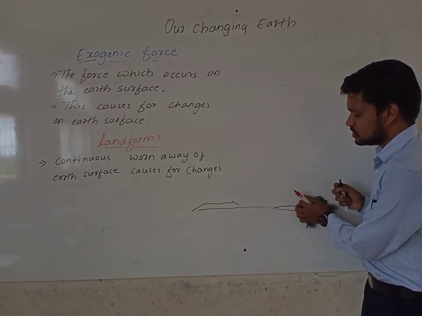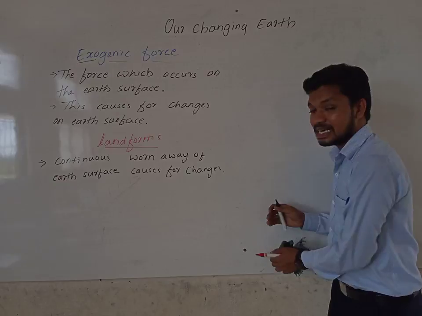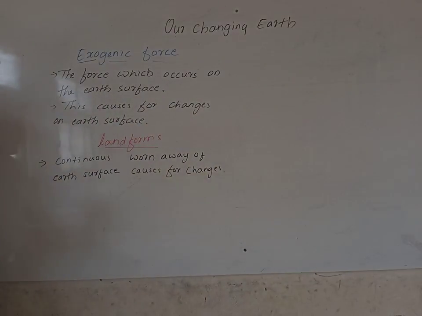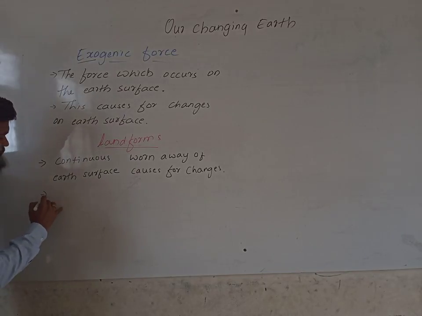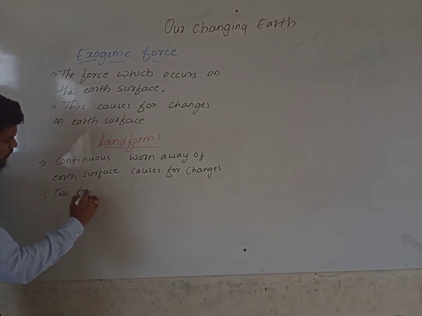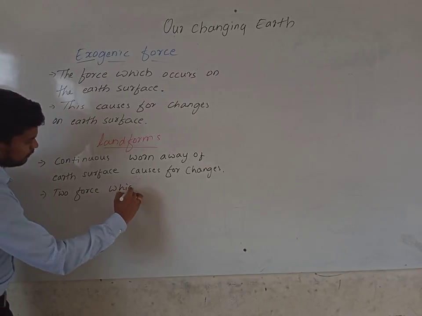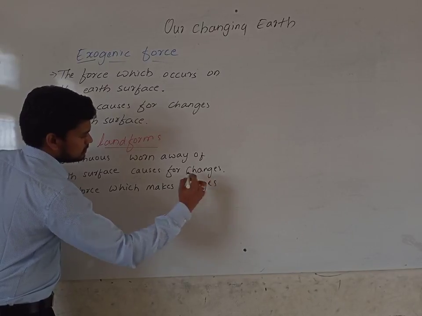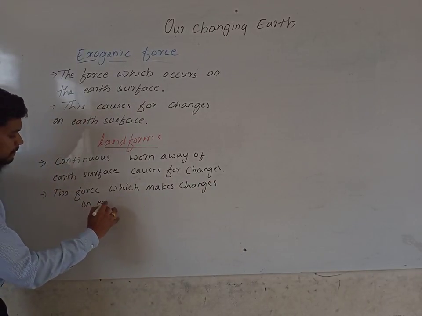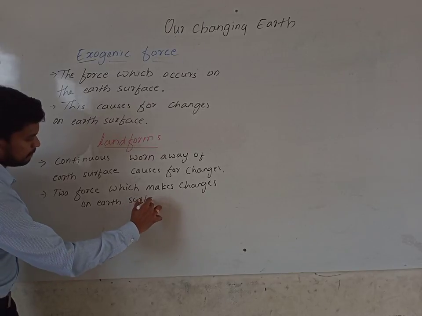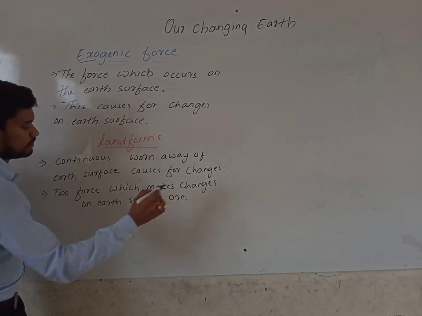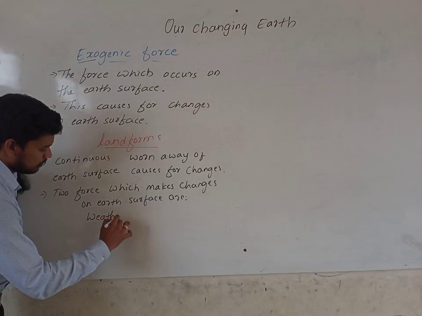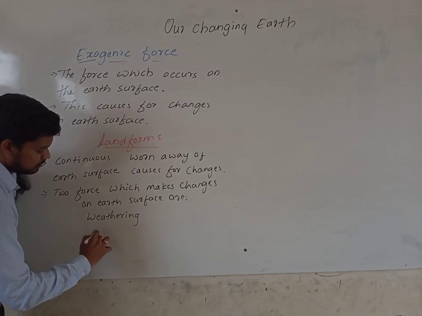So that's exogenic force. Because of this force, we can see many changes on the Earth's surface. There are two main important things which cause changes. Two forces which make changes on Earth's surface: weathering and erosion.